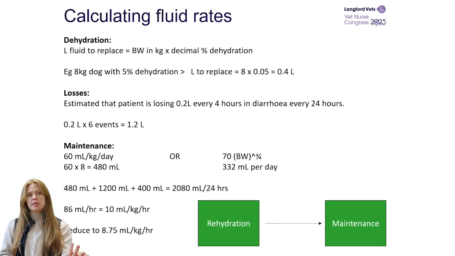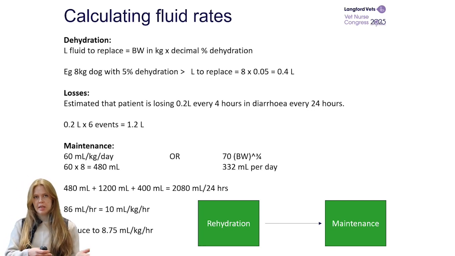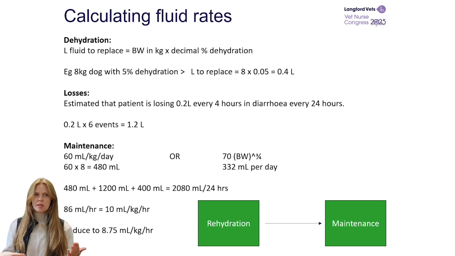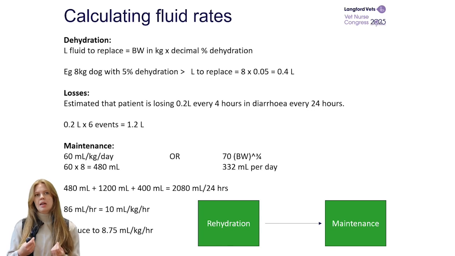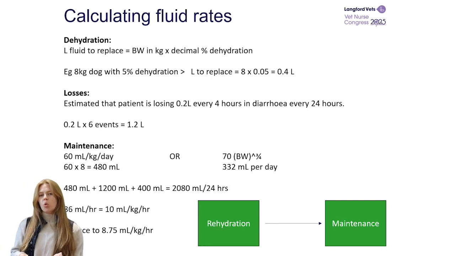So in this calculated example, this patient is losing approximately 200 millilitres every 4 hours in diarrhea, so that's 200 millilitres each instance. So we work out how many mils over the 24-hour period that is. So this is 0.2 litres, so that's one event, times by 6 events, because if it's happening every 4 hours, it's going to happen 6 times in 24 hours. So this patient is losing 1.2 litres of fluid in their diarrhoea over a 24-hour period, and we know that at presentation they were dehydrated by approximately 0.4 litres.